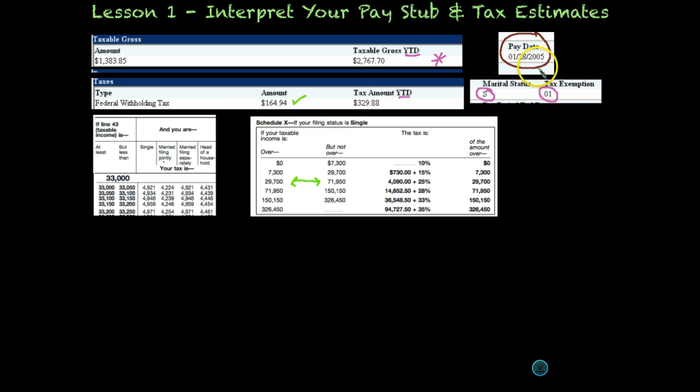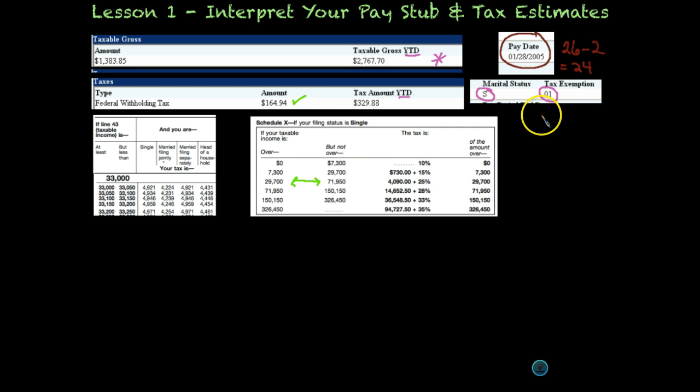We know that the pay date was January 28th, but that his pay period ended January 24th. And we said that there are 26 pay periods in the entire year for this person, but that he's already been paid 2, so he has 24 pay periods remaining. This person is single and claims a tax exemption of 1.